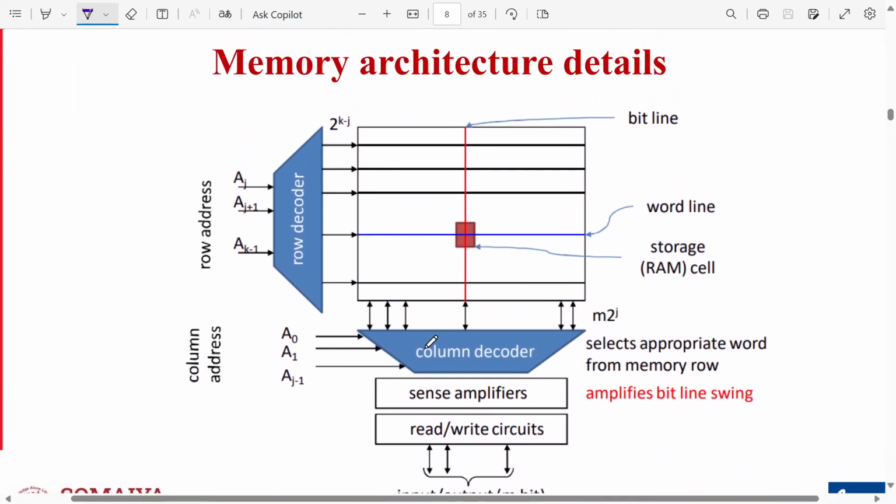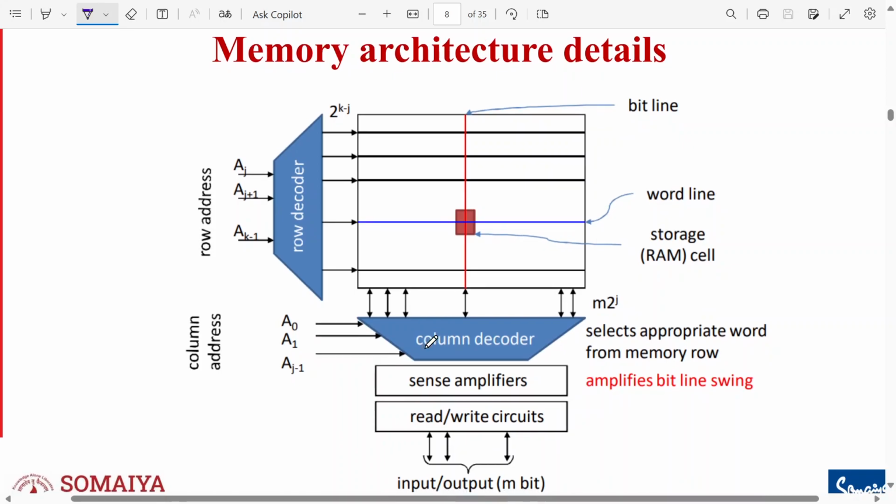This is just a recap of the memory array. So we have a word line and a bit line. At the intersection of a bit line and a word line, we have a memory cell. So this is the storage RAM cell. To select a particular row, we have to select a particular row address, so it will go to that particular row location. That is selected by the row decoder. And for a column decoder, same thing: we select a particular column.